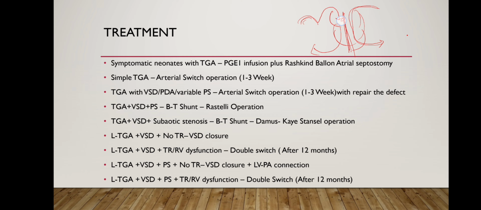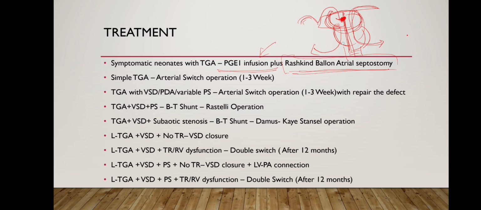The mixing can be done by the Rashkind balloon atrial septostomy. That means we can make the PFO or ASD patent. So there may be mixing at the atrial level, or there may be mixing in the PDA. So if the child is symptomatic, we have to start the prostaglandin infusion as early as possible, and we have to do the balloon atrial septostomy, the Rashkind procedure, to make the mixing, and after that we have to do the operation as early as possible.